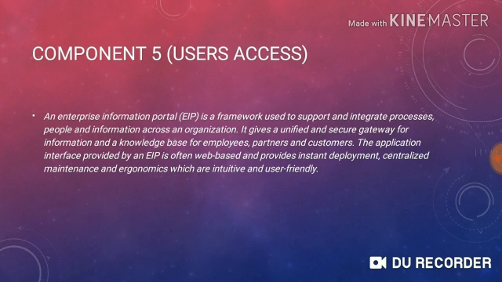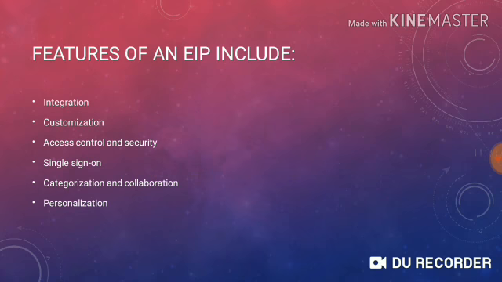Component 5, user access. An enterprise information portal, EIP, is a framework used to support and integrate processes, people and information across an organization. It gives a unified and secure gateway for information and a knowledge base for employees, partners and customers. The application interface provided by an EIP is often web-based and provides instant deployment, centralized maintenance and ergonomics, which are intuitive and user-friendly. Features of an EIP include integration, customization, access control and security, single sign-on, categorization and collaboration, personalization.